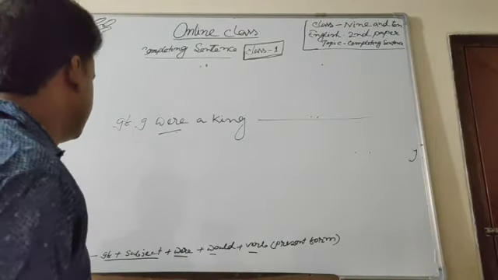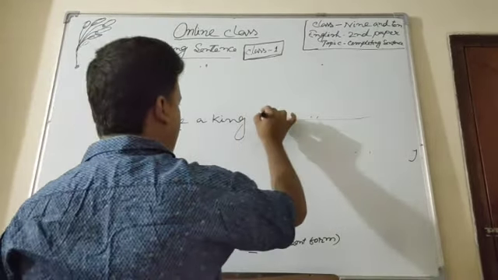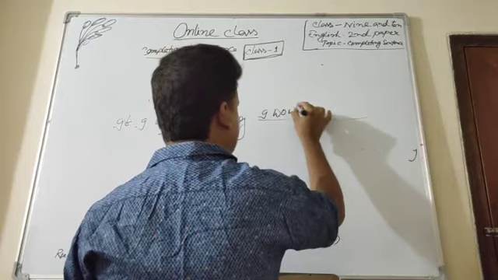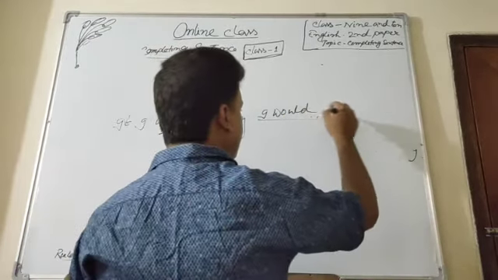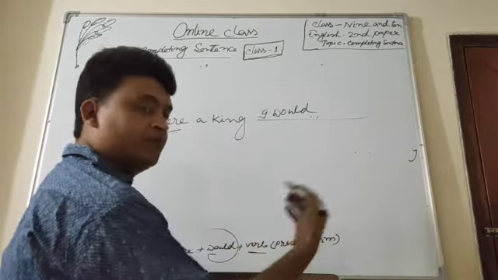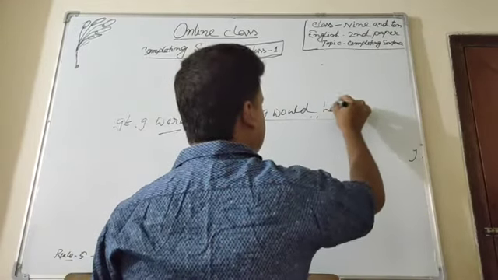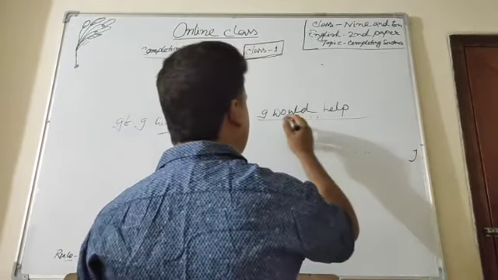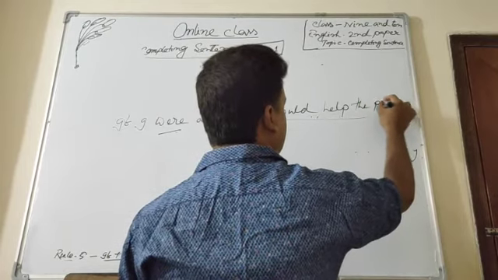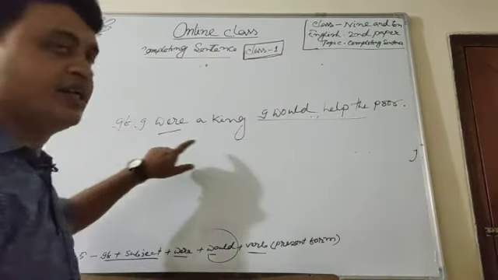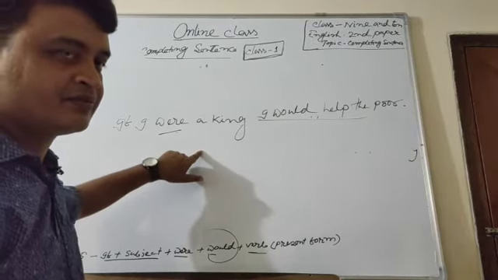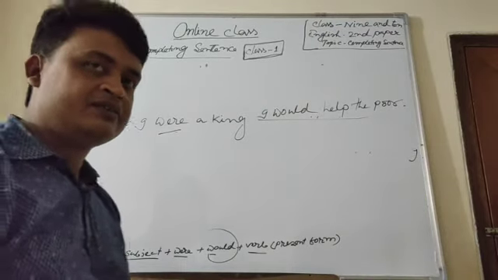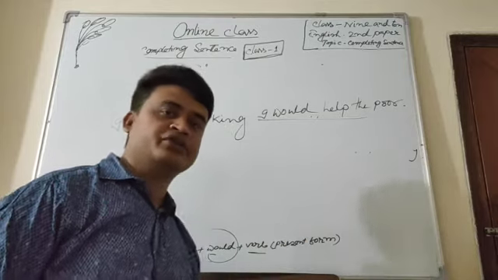Okay. Please use the subject I and then would. I would, and then please use a verb in present form. I would help, and then please make an object. I would help the poor. Okay. If I were a king, I would help the poor. Okay. Let's start another rule.